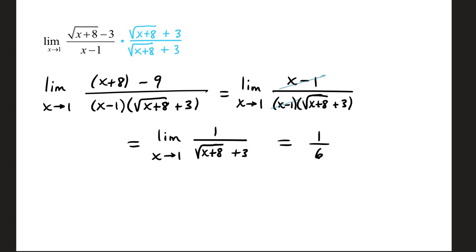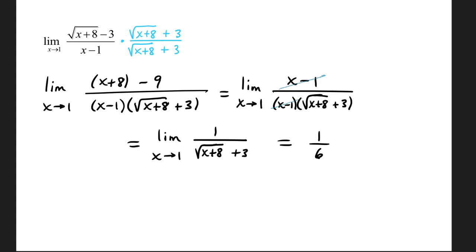So if we multiply by square root of x plus 8 plus 3, top and bottom, this blue fraction has nothing more than a value of 1. It just doesn't look like the number 1. When we FOIL out the top, we're left with x plus 8 minus 9. Don't worry about multiplying out the bottom. I'm going to leave those factors pushed together.